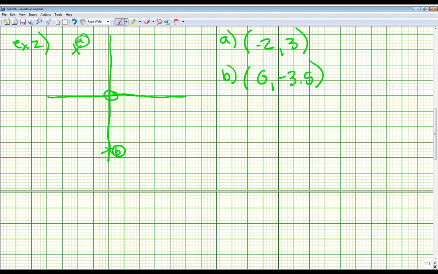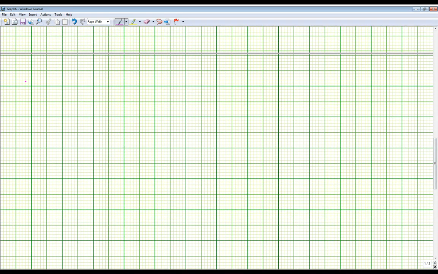Okay, if you tried number 5, you should say it's in quadrant 4. Number 6 is on the x-axis. Number 7 is in quadrant 3. And number 8 should be in quadrant 2. So now we can move on to the last example.